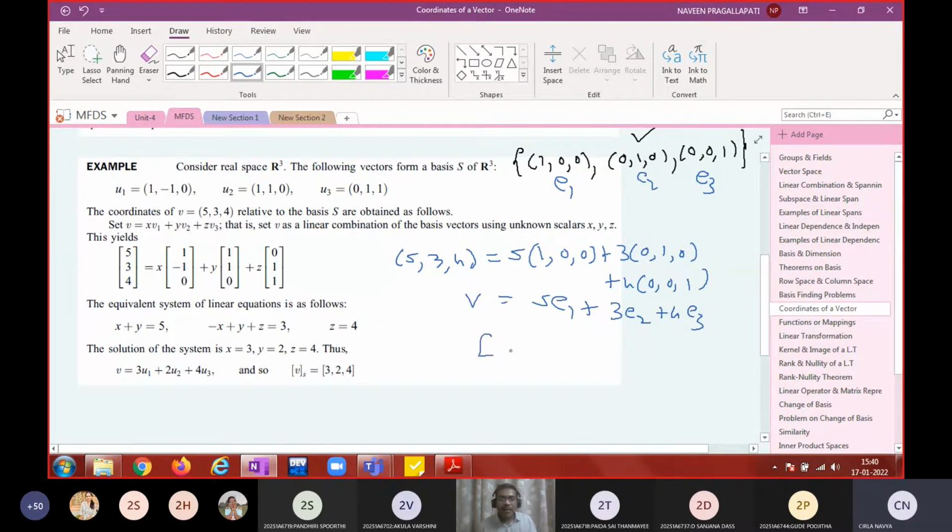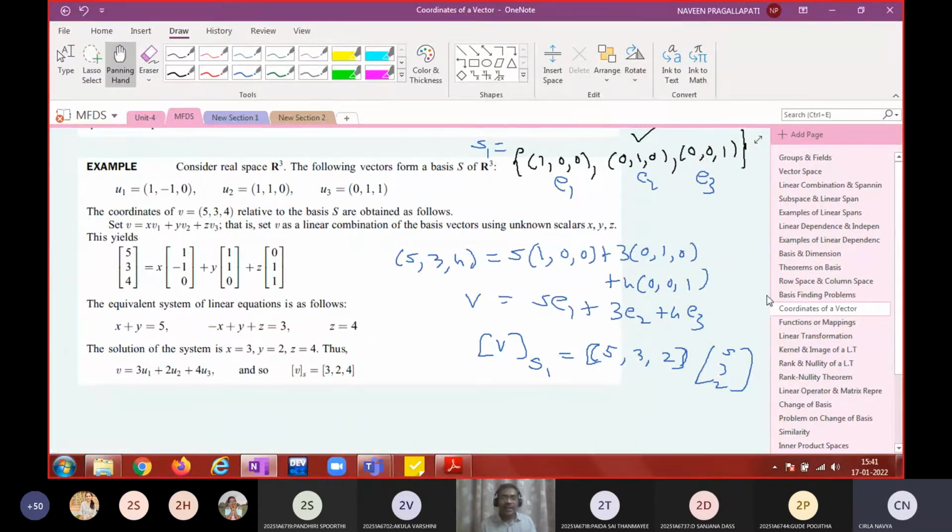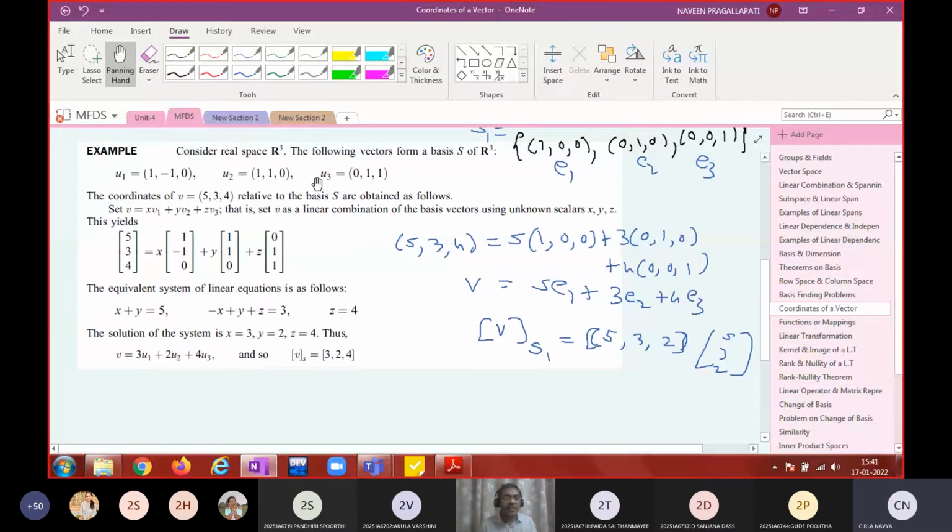So this is v. What are the coordinates of the vector v with respect to the basis S1? Let us say this basis is called S1. That is nothing but (5,3,4). Either you write like this, generally they are denoted with square brackets, or you write it as a column, depending on the context. So these are the coordinate vectors relative to the standard basis. But this coordinate vector will change when you change the basis. Relative to this basis, this vector can be expressed as a linear combination of these three vectors.